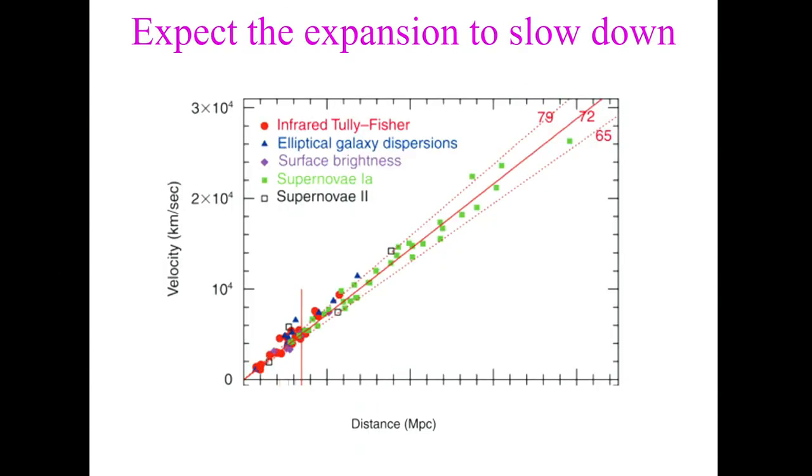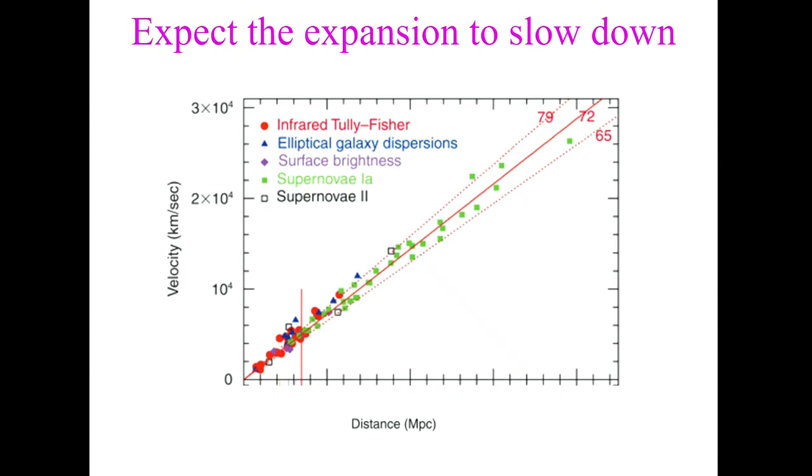So if we go back to this Hubble diagram, and we try to understand what it means to have a universe whose expansion will slow down, it would mean that if we're looking at very far distances, that corresponds to what happened much earlier in the history of our universe. And so if the expansion is slowing down, we would expect that what we see in the past would have been a higher expansion rate.